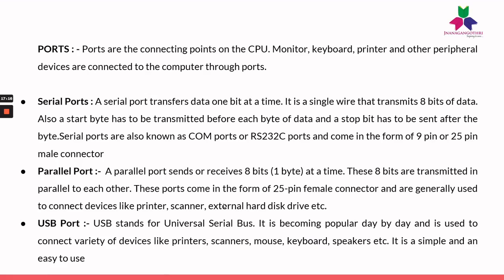Now we'll be talking about ports. The formal definition of ports is that they are the connecting points in a CPU. These are the connecting points where we insert our basic components like monitor, keyboard, printer, and peripheral devices like a pen drive, or even connecting a mobile to a PC. So these are the points through which we connect to the CPU. There are different types of ports: serial port, parallel port, and USB port. First, let's talk about the serial port.